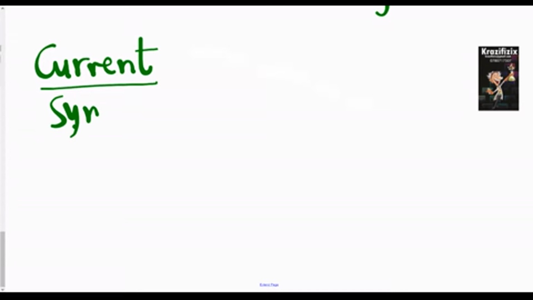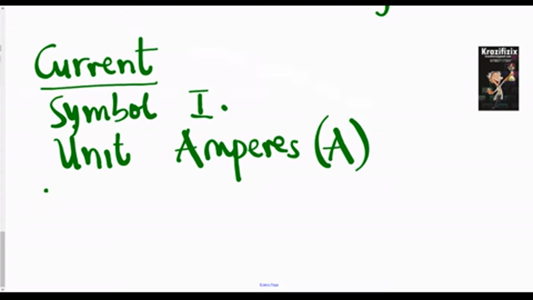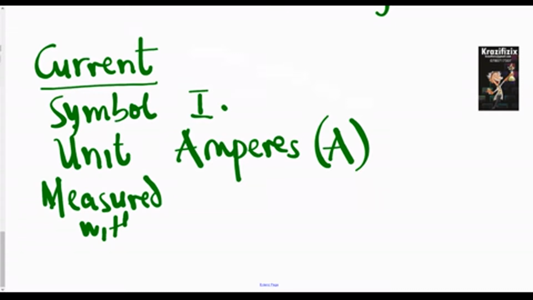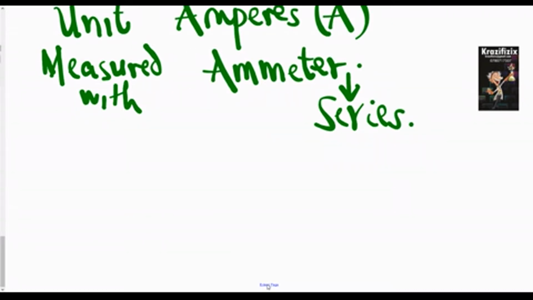Current: the symbol of current is I. It is measured in amperes, but we simply write A. It is measured with an ammeter, which is always connected in series. We will see series and parallel as we go on. And one of the most important things we need to know about current is that current is divided.